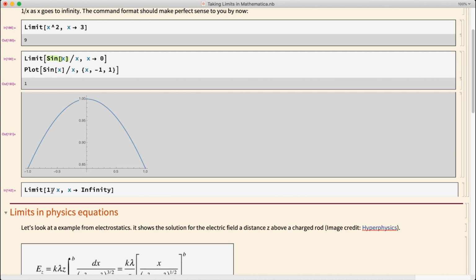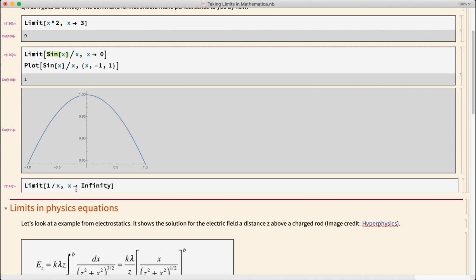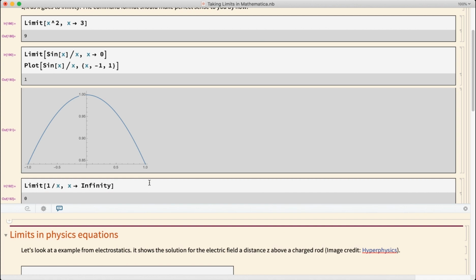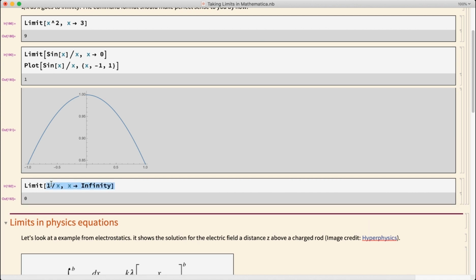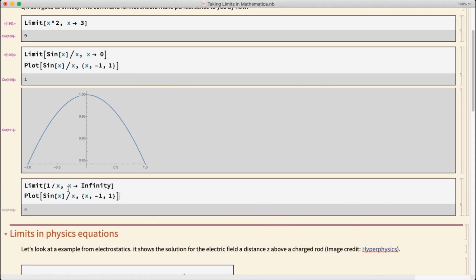Okay, so here's another example. This is x divided by 1 divided by x, and this is just an example that shows that you can also take the limit when x goes to infinity. Okay, so here, 1 over infinity, you might not be surprised that this particular function goes to 0 as x gets very large. And of course, I can also show that by plotting the function.